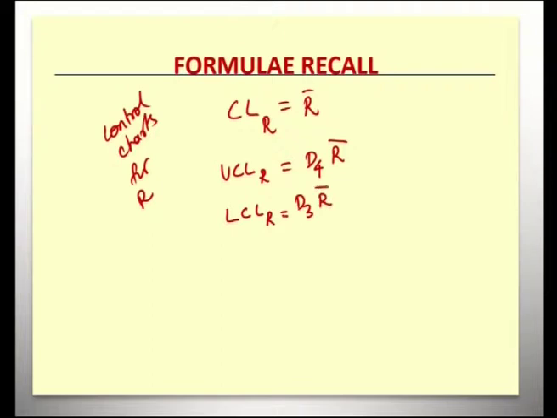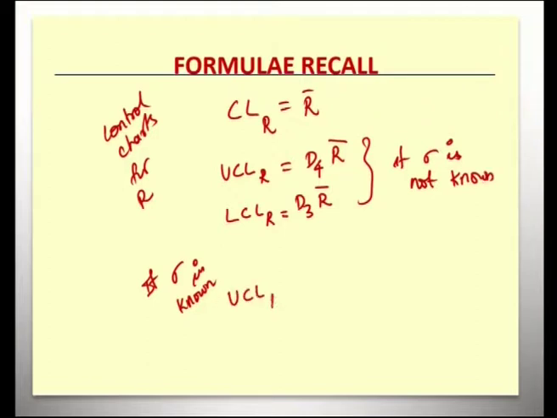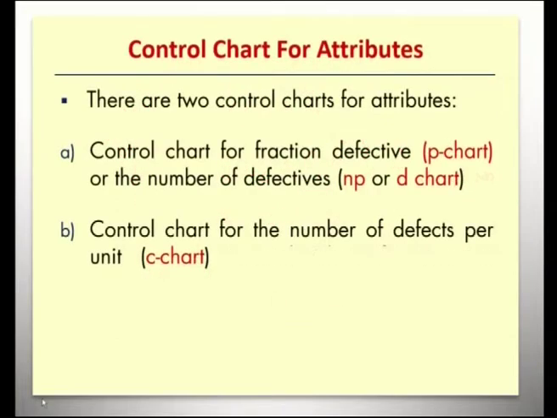Now, all these values a1, a2, d3, d4 are tabulated in the table. Similarly, if sigma is known, UCL of R is equal to d2 sigma, and LCL of R is equal to d1 sigma. The earlier case was if sigma is not known. Now, we are going to talk about control charts for attributes. The formula recall was for control charts for variables.